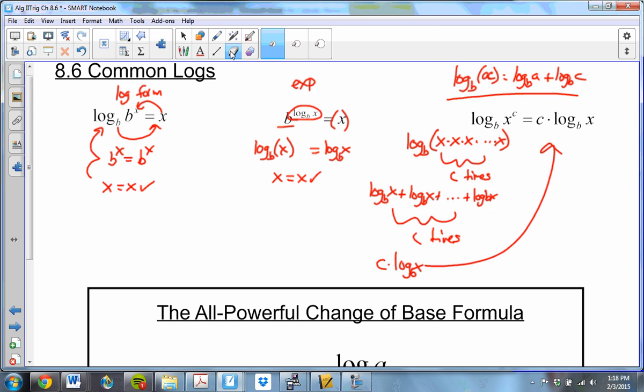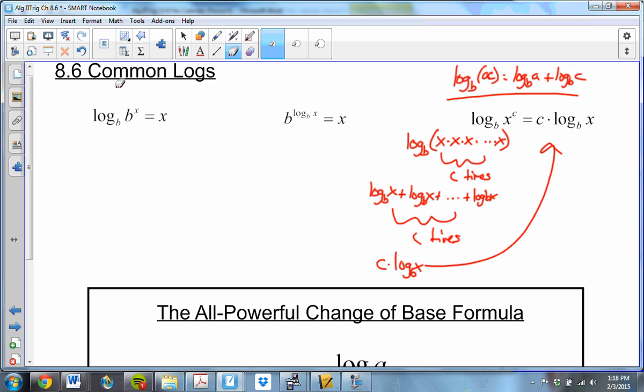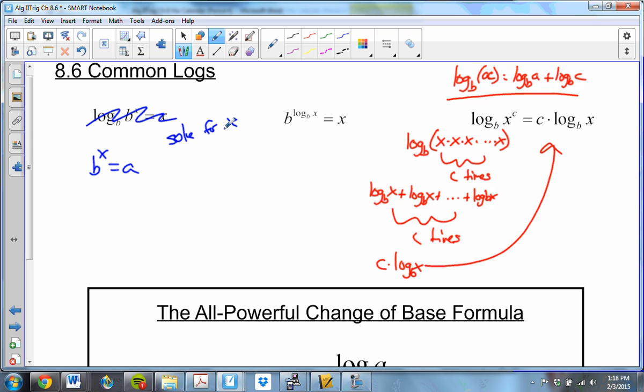But what these properties can let us end up with is a very useful new property. Suppose that I have b to the x equals a. Some problem where I'm trying to solve for x. Well, if it's true that the value of b to the x is the same as the value of a, one thing that I can do is take a log of both sides. Because if this statement is true, then this statement must be true.